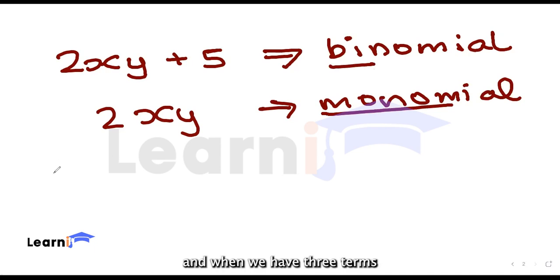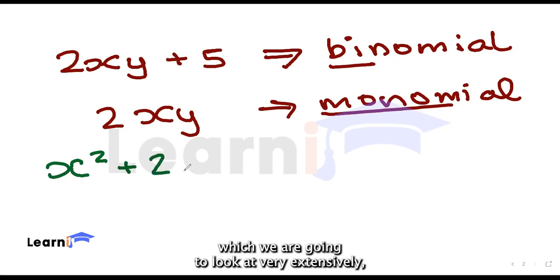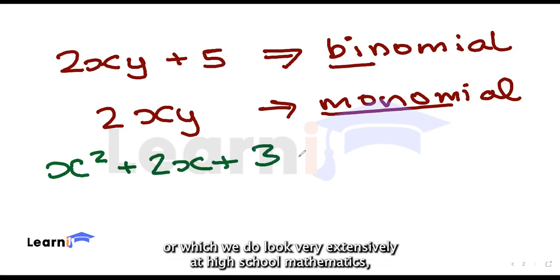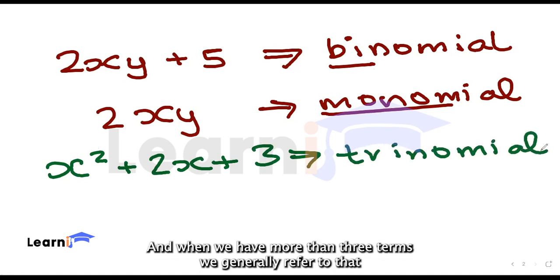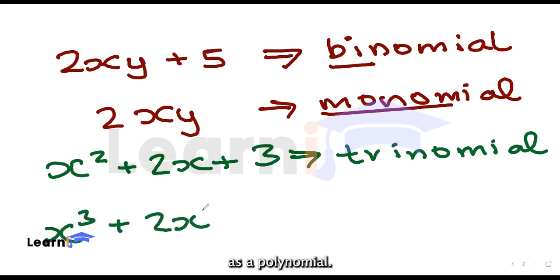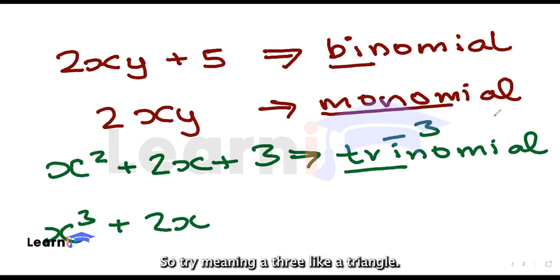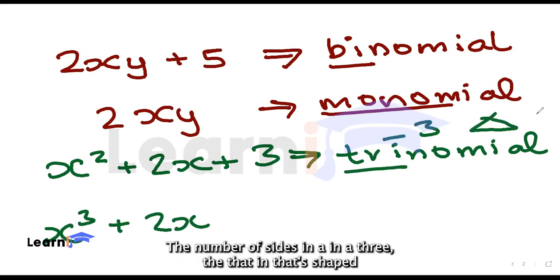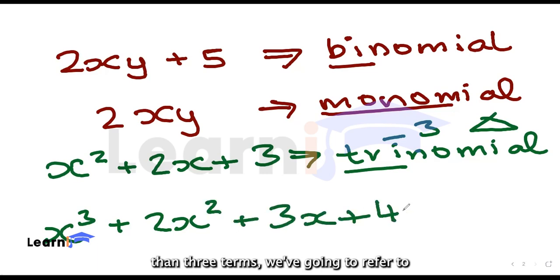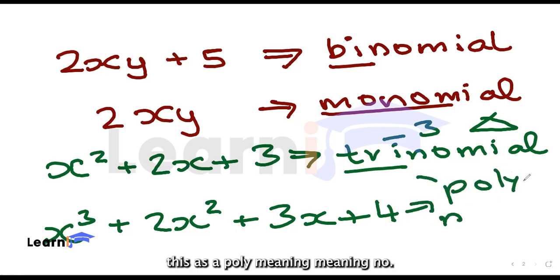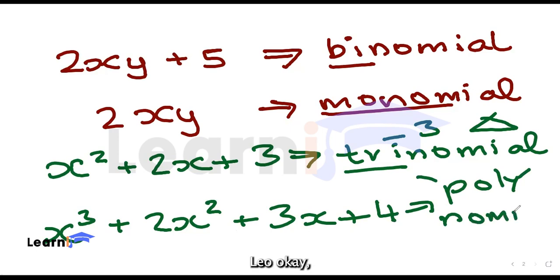And when we have 3 terms, which we look at very extensively in high school mathematics, we refer to this as a trinomial. Trinomial. Okay, and when we have more than 3 terms, we generally refer to that as a polynomial. So tri meaning 3, like a triangle, the number of sides in that shape. Or when we have more than 3 terms, we're going to refer to this as a poly, meaning many, nomial. Okay.